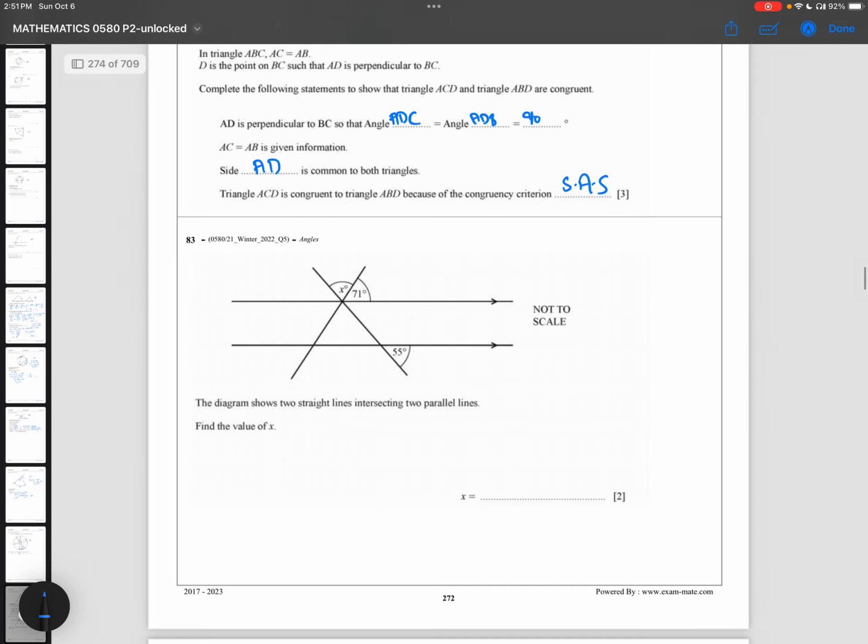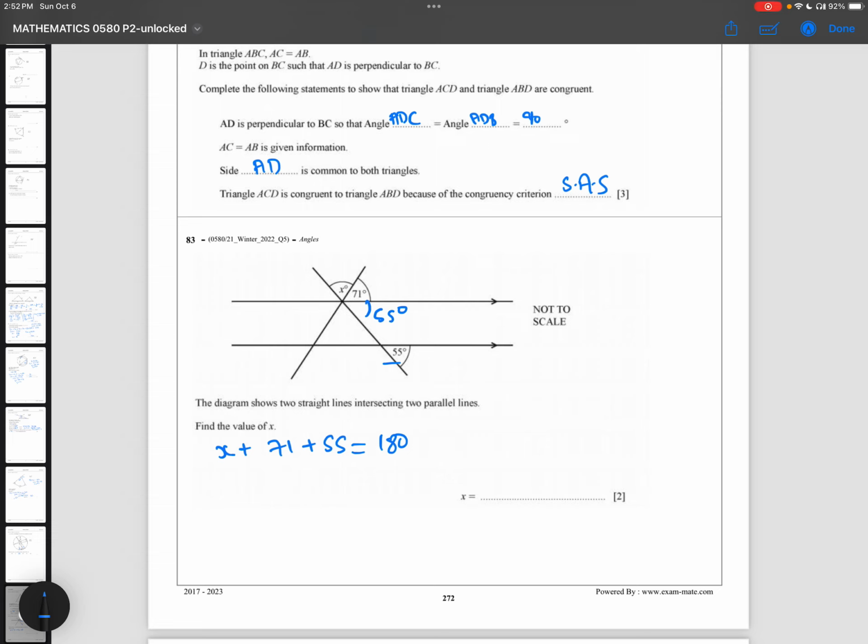Okay, let's move to question number 83. The diagram shows two straight lines intersecting two parallel lines. Find the value of x. This angle will also be equal to 55 degrees because this is corresponding to this angle. Now we can see that the angles x, 71 and 55 lie on the straight line. If they are lying on the straight line, then x plus 71 plus 55 will be equal to 180.